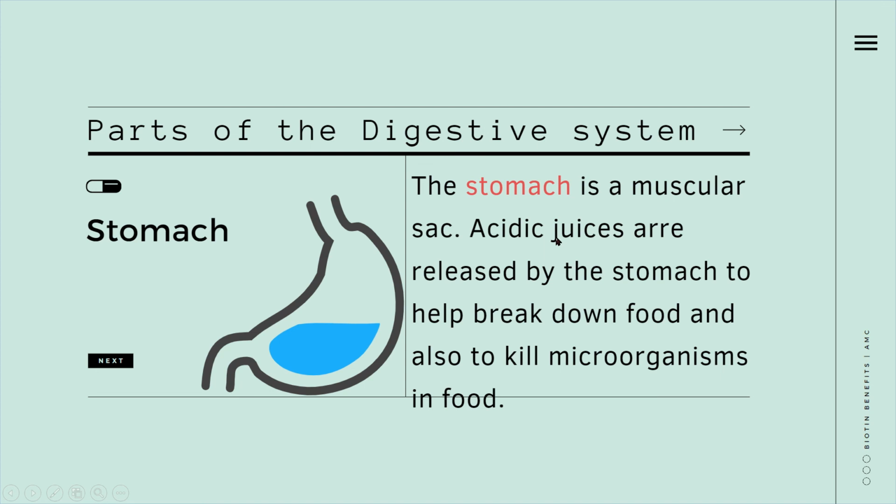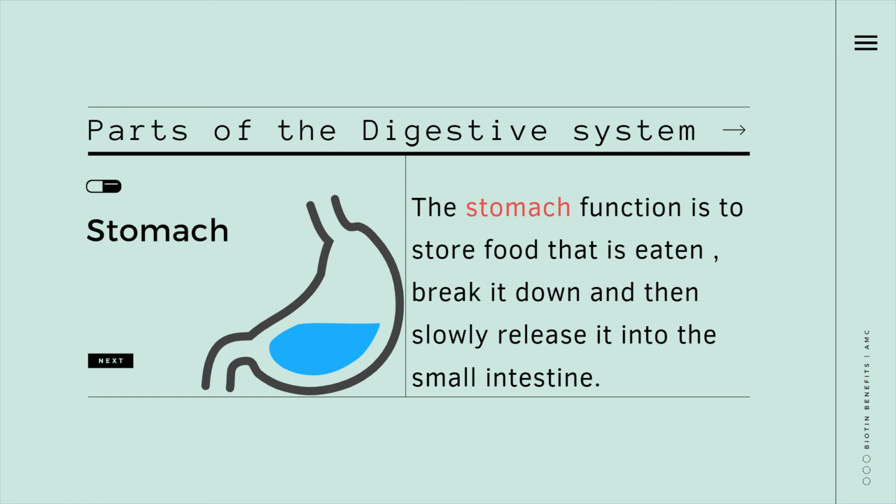Very good. And inside our stomach, there are acidic juices that are released by our stomach to help break down food and also to kill microorganisms in the food that we took in. And also, the function of the stomach is to store food that is eaten and break it down and then slowly release it into the small intestine.